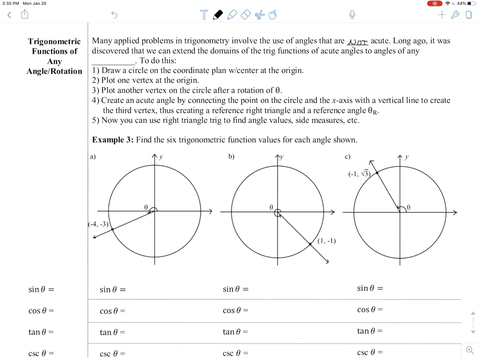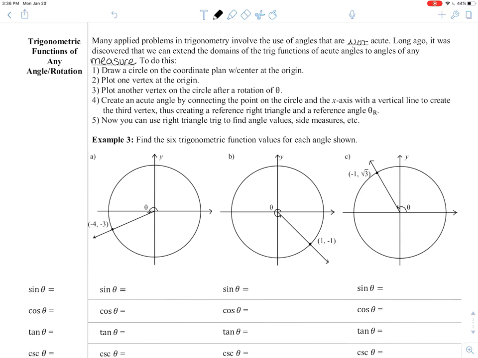And long ago, it was discovered that we could extend the domains of trig functions of acute angles to angles of any measure. So to do this, what people figured out was that if they just plotted an angle in standard position on a coordinate plane, they could rotate out the prescribed amount of degrees and then create an acute angle out of that by connecting the point on the circle after the rotation to the x-axis, that they could use right triangle trig of the smaller triangle that's been created, and still get the correct value. It's pretty interesting.